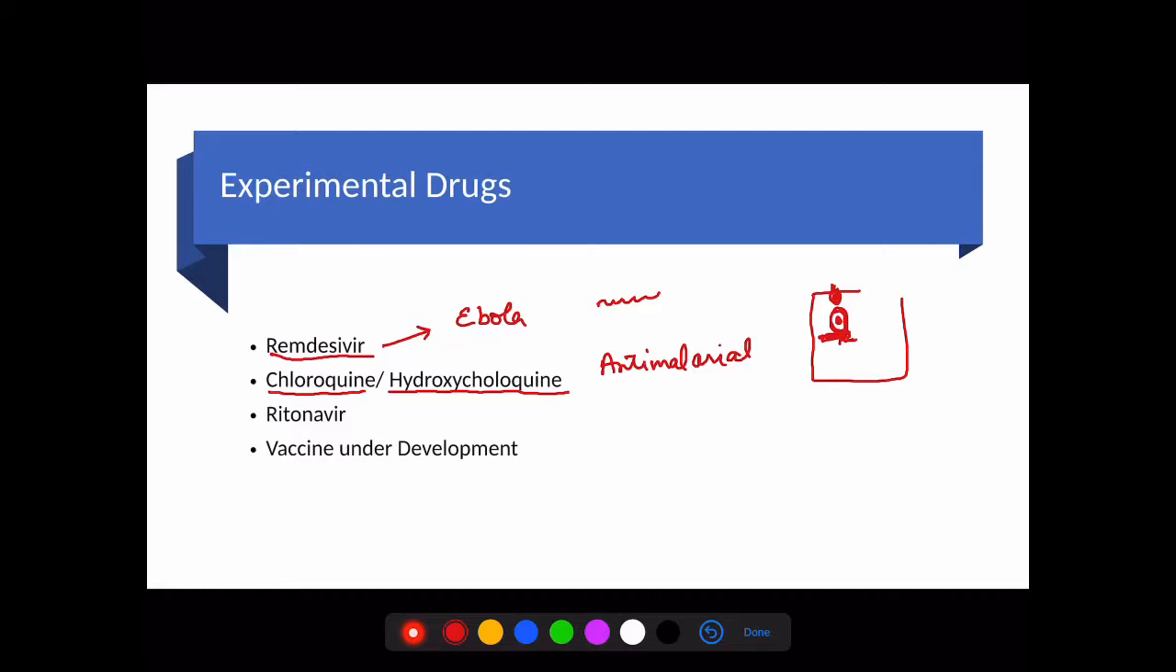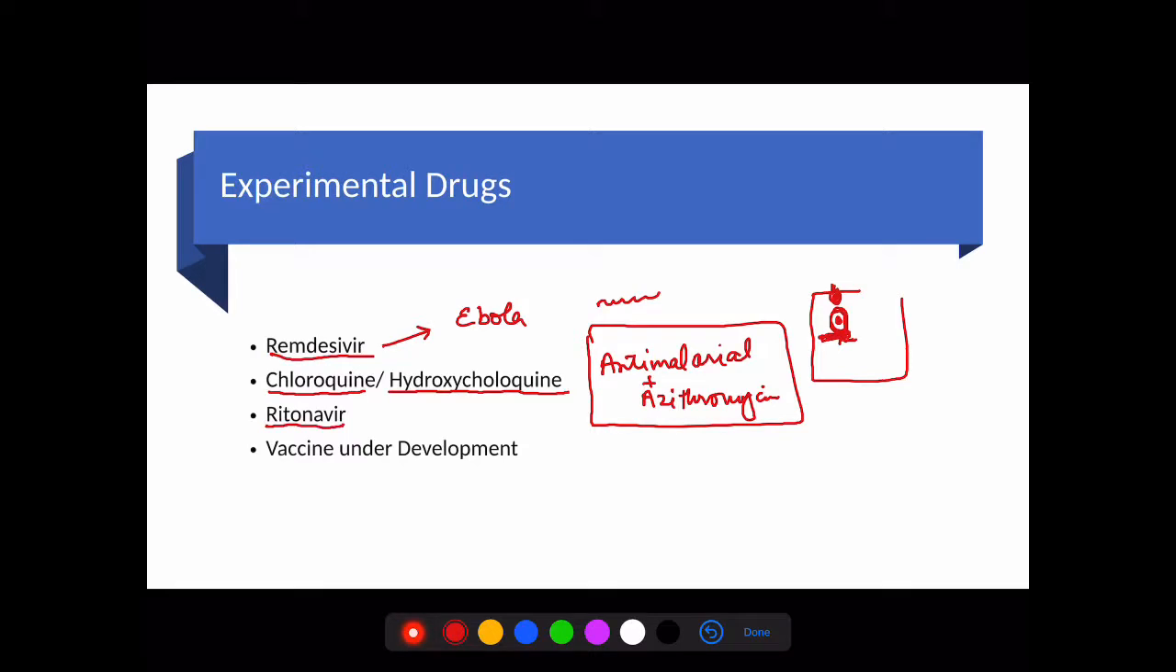And they say that if that is combined with azithromycin, which is a macrolide, it has also got antiviral properties. So they say this antimalarial hydroxychloroquine with azithromycin has shown to have very good effects in blocking the replication of this virus. And then the third drug is ritonavir.